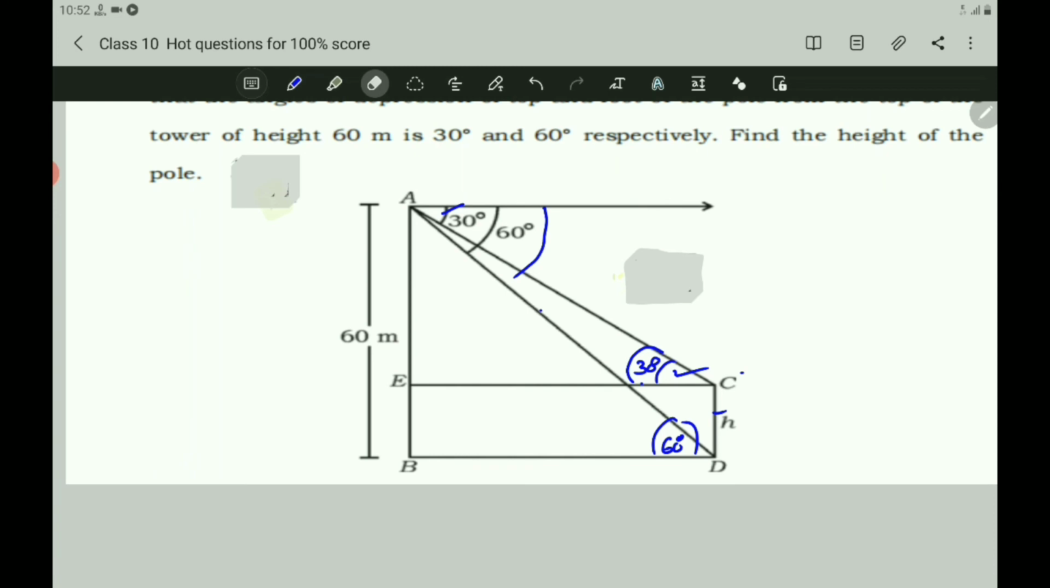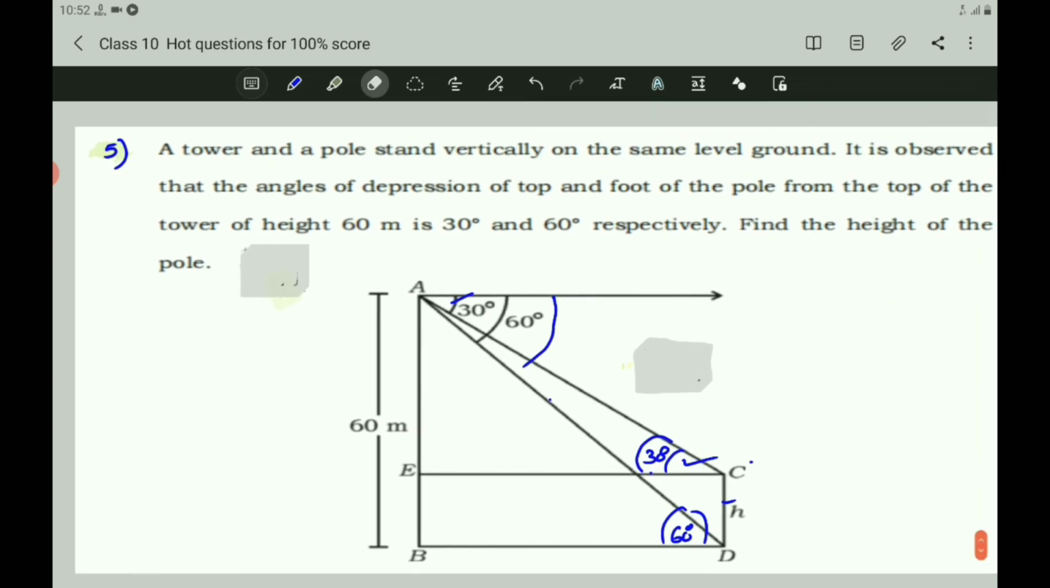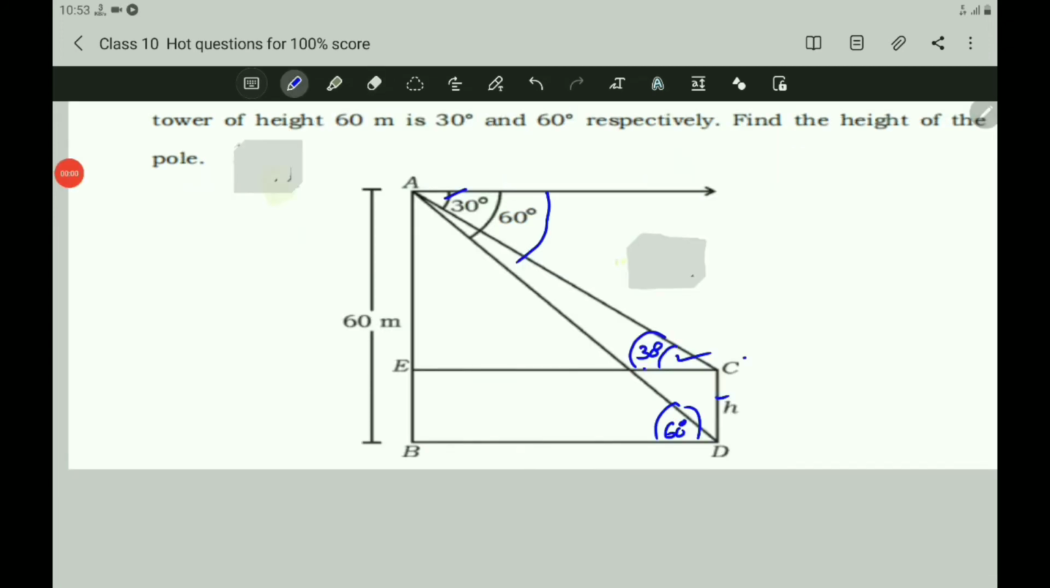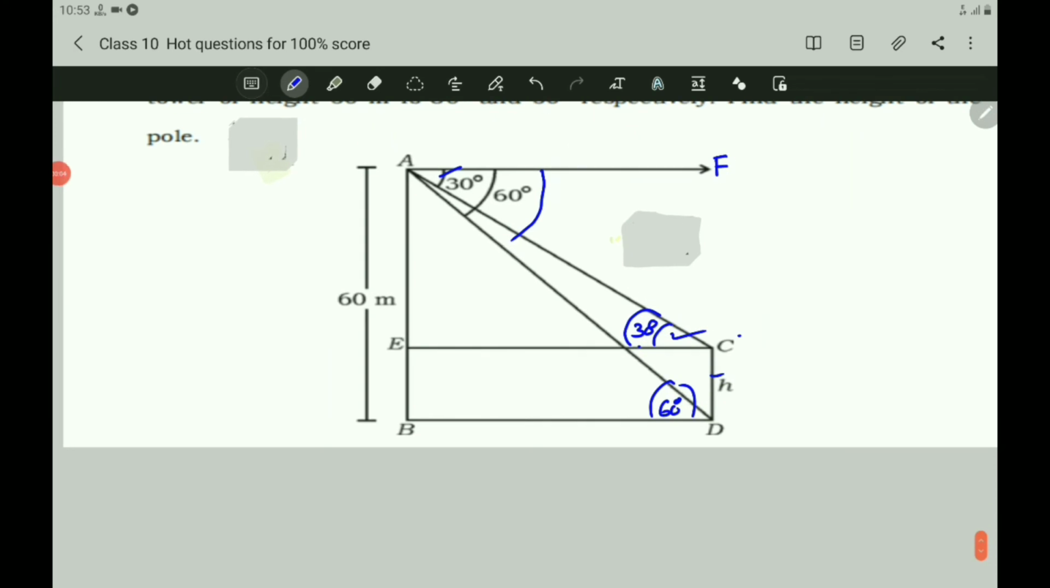Now let us take the triangles one by one and apply the ratios of tan 30 degree and tan 60 degree, and let us find out the measurement of the height of the pole, which is an application of trigonometry.